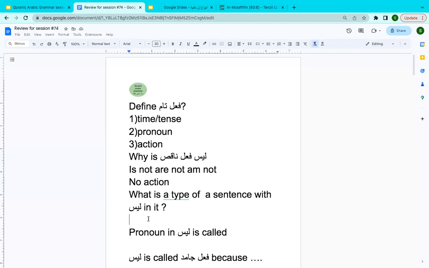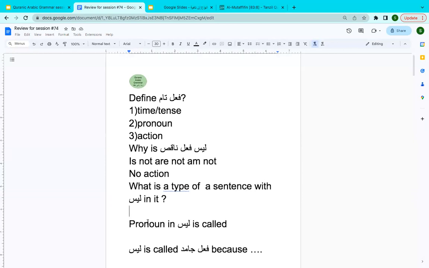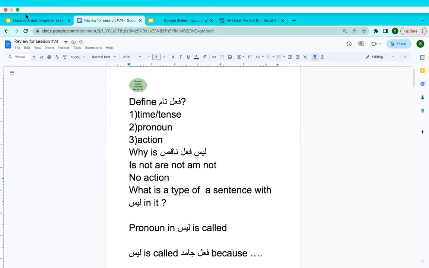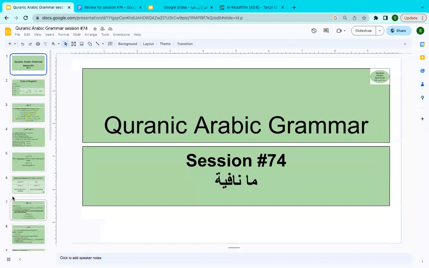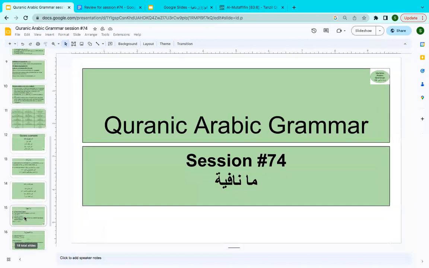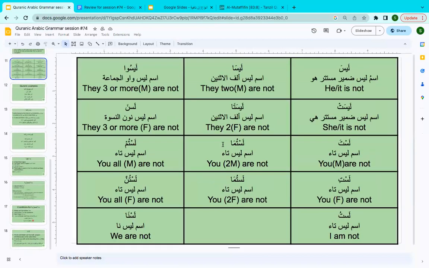Sister Rana says, because Laysa does not have an action. So if it does not have an action, how can we say fail, maful? Will it make sense to call its components fail and maful? Because this is something coming up next, right? The pronoun in Laysa is called... And if I have said anything like fail, I was wrong, okay? And I may have said taul fail in the past lesson.